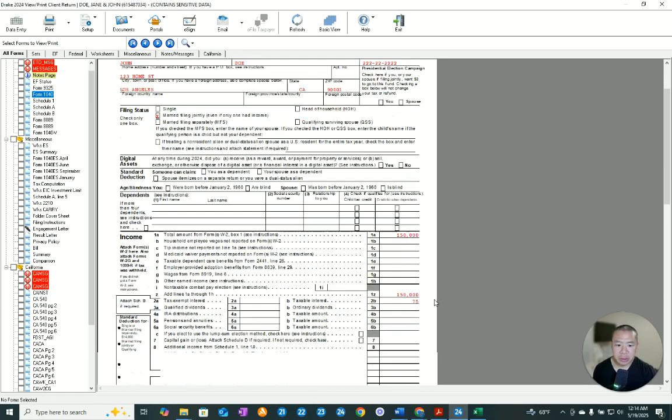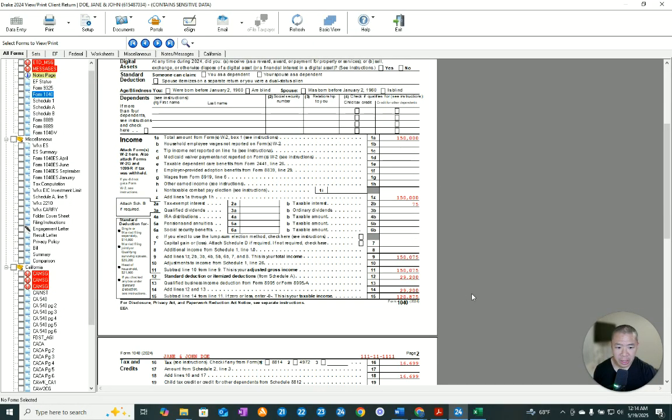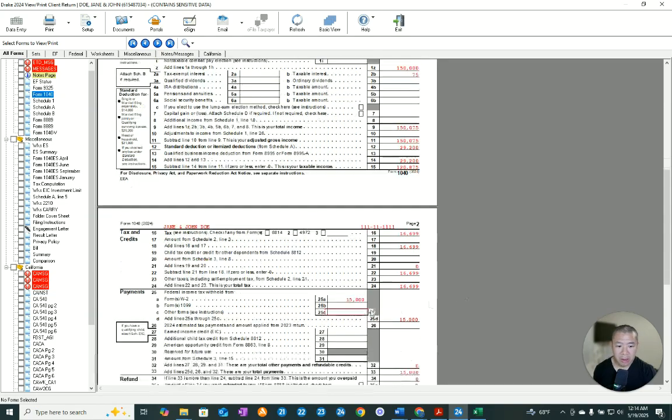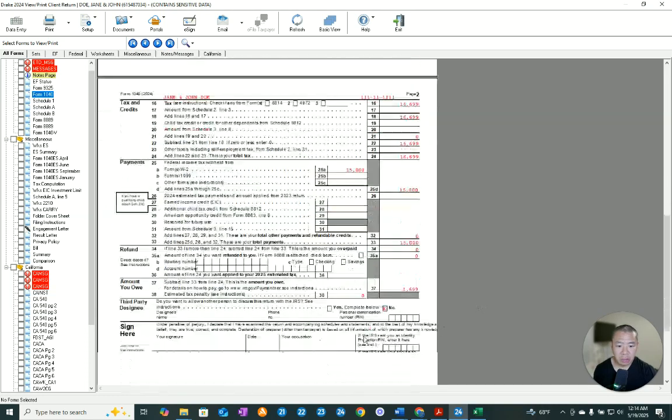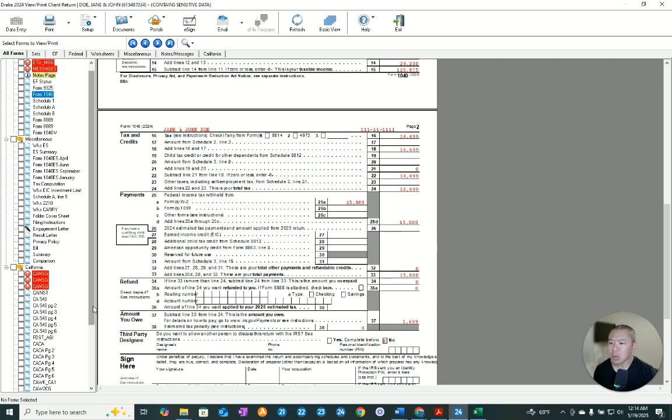Basic information: 150 grand, 75 bucks in interest, 29.2 in standard deduction, taxable income 120,875, 16,699, which we had. $15,000 of taxes withheld, so they should owe $1,699. So we'll check California.